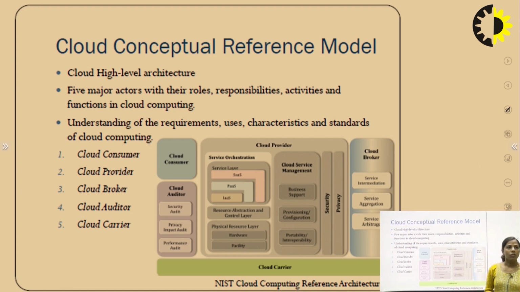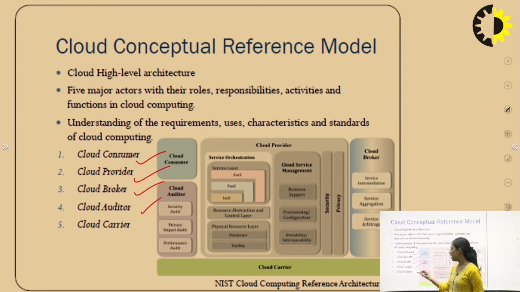So, it is a high level architecture. It has 5 major actors with their roles, responsibilities, activities and functions in cloud computing. Now just understand what the requirements, use cases and different characteristics of these components are. These are the major actors: the cloud consumer, cloud provider, cloud broker, auditor and the carrier.